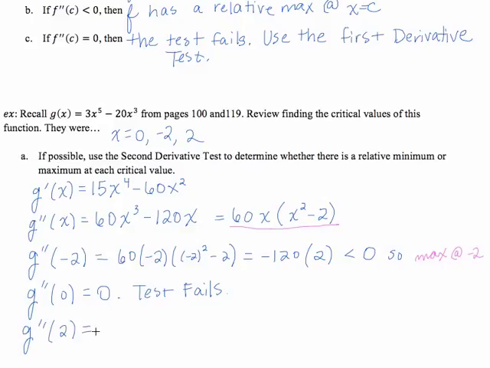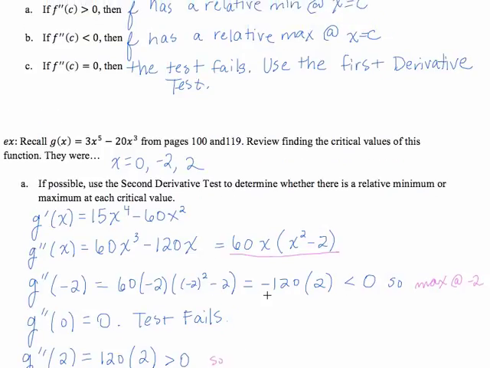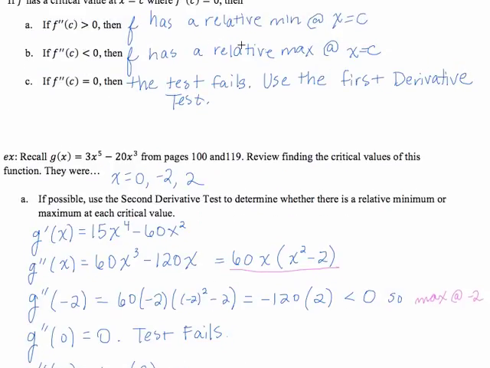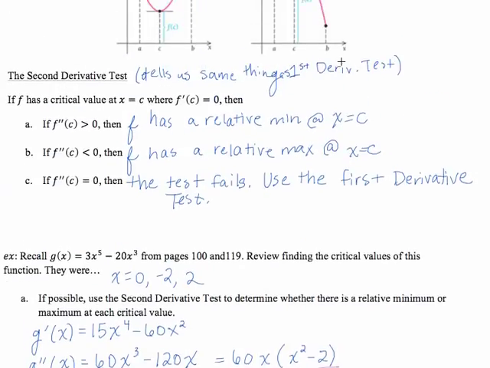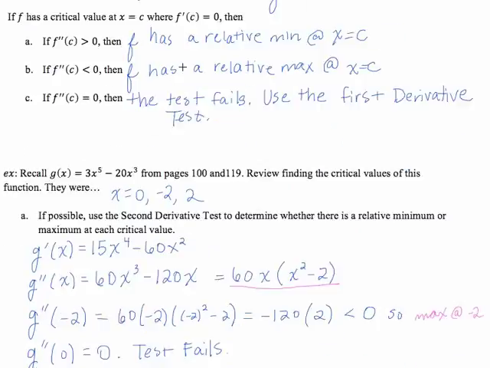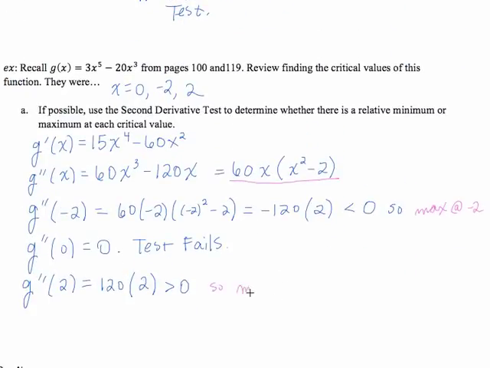And g double prime of 2, plugging in right here, would be 60 times 2, which is positive 120. And 2 squared minus 2 is positive 2. So that is positive. So we have, by the second derivative test, a relative minimum at positive 2. We have something of this case. So there's a min at x equals 2.